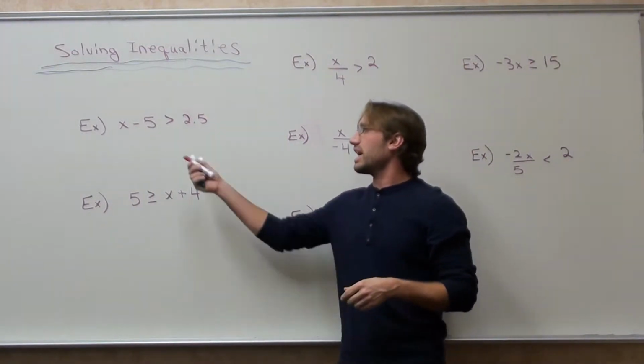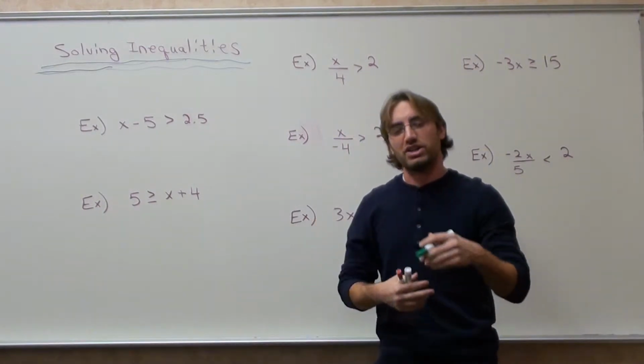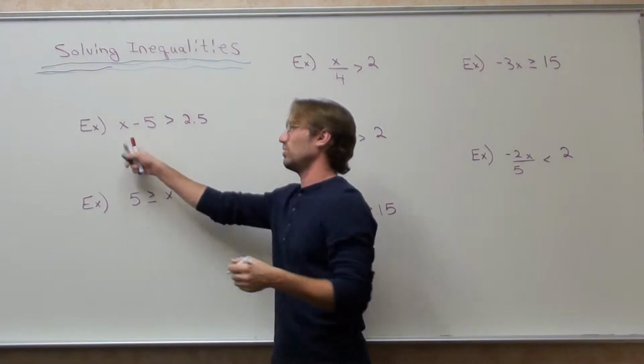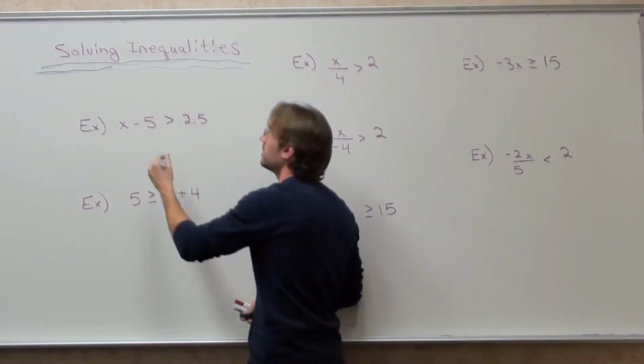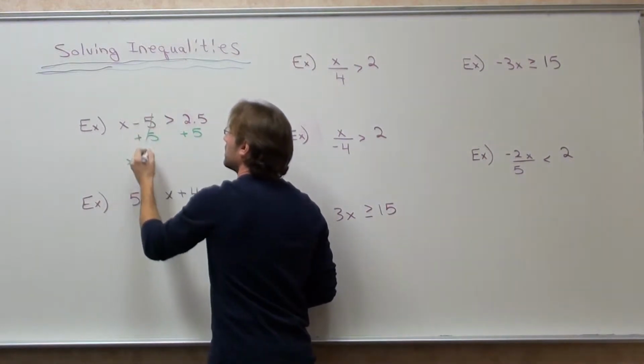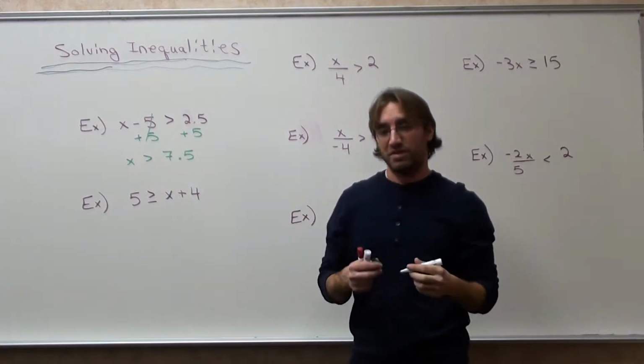So the first one reads x minus 5 is greater than 2.5. So you want to get the x by itself. Actually, you want to get the variable by itself. So you add 5 to both sides, because if you wanted to use a c or a d, you could do that too. And you get x is greater than 7.5.